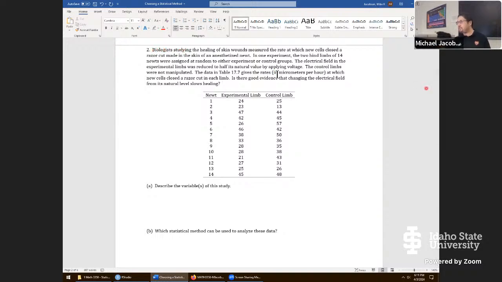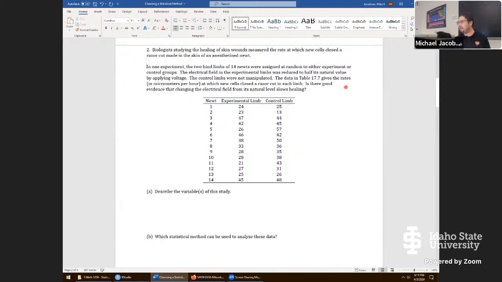They say, biologists studying the healing of skin wounds measured the rate at which new cells closed a razor cut made in the skin of an anesthetized newt. So they grabbed anesthetized newts and made a cut with an X-Acto knife or something along those lines. So maybe put a page break here.